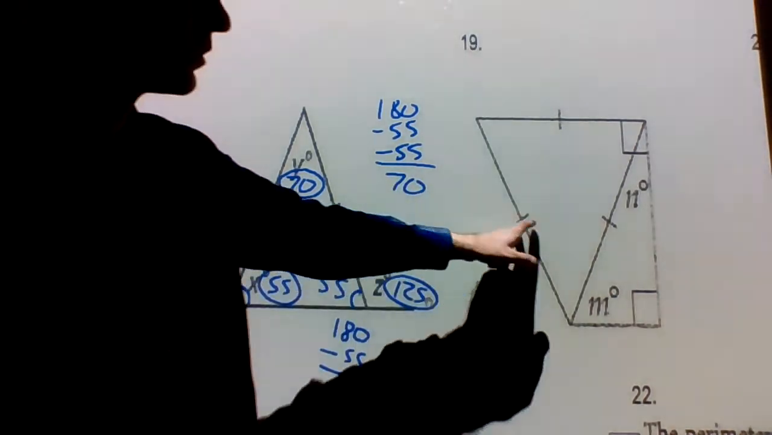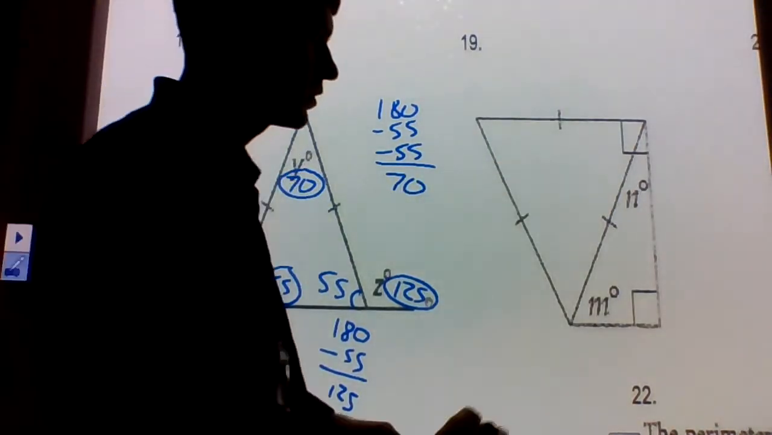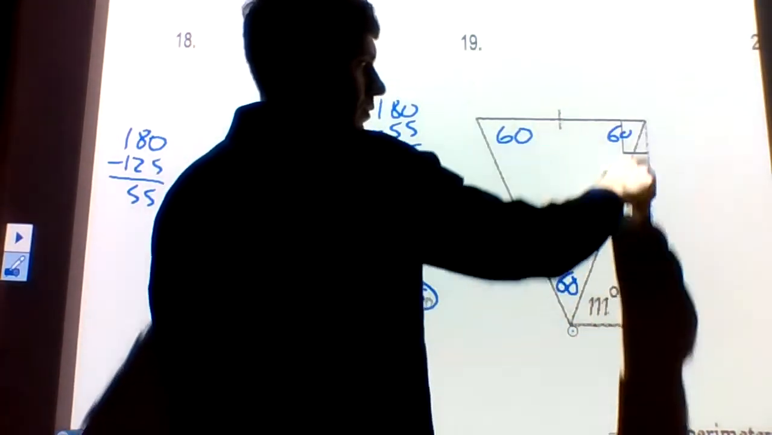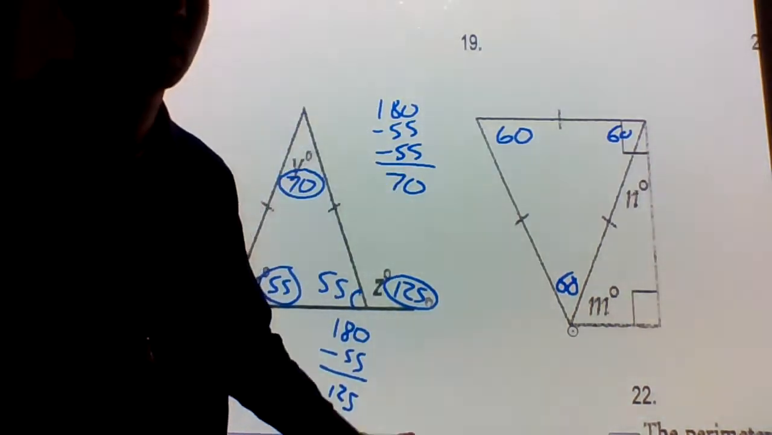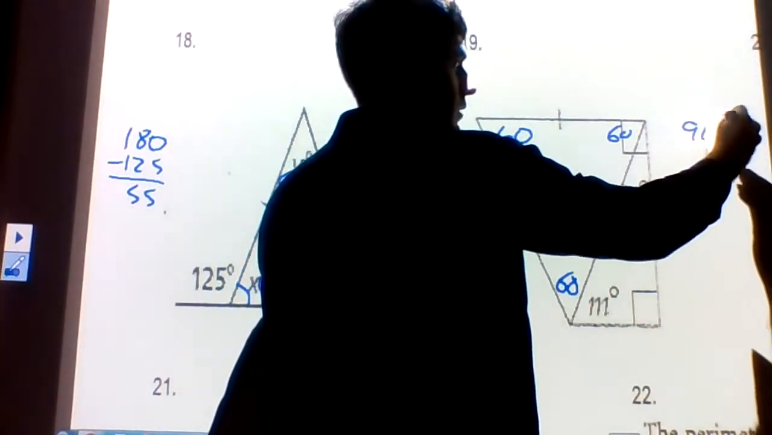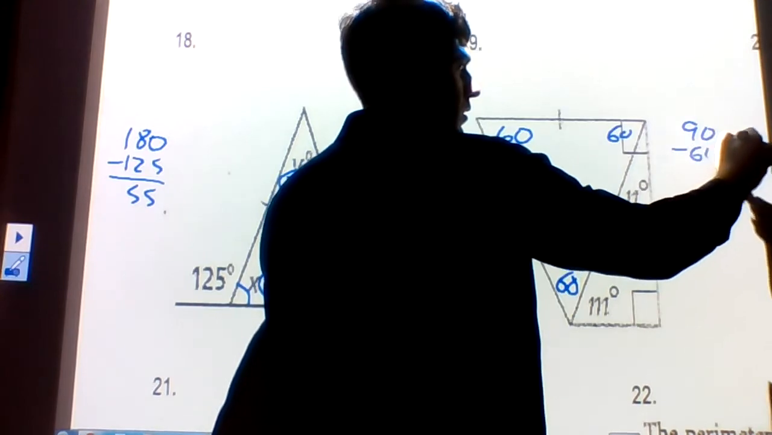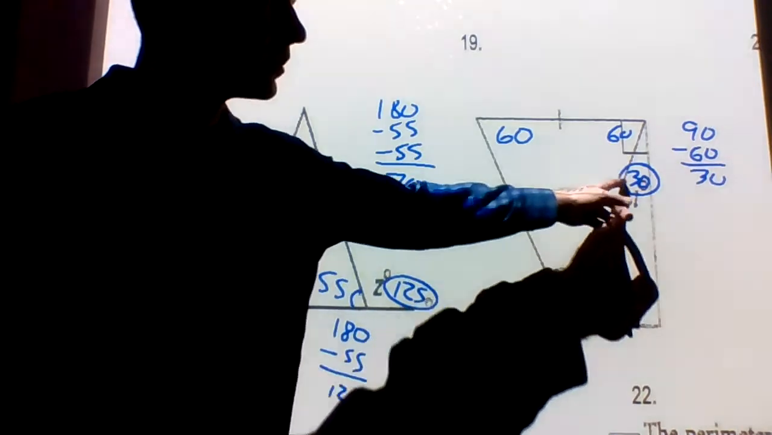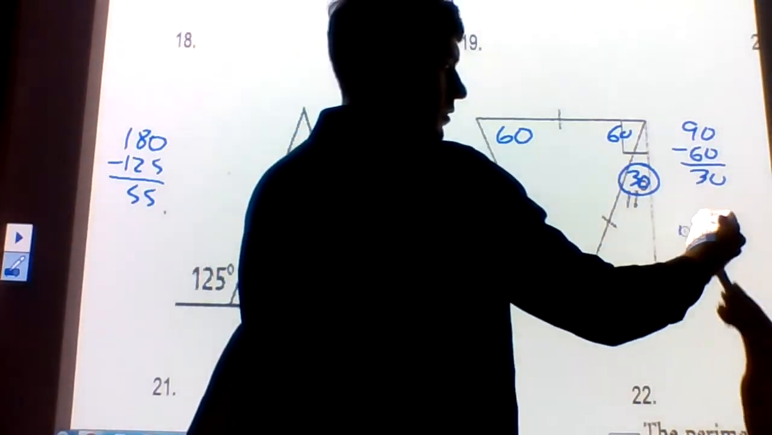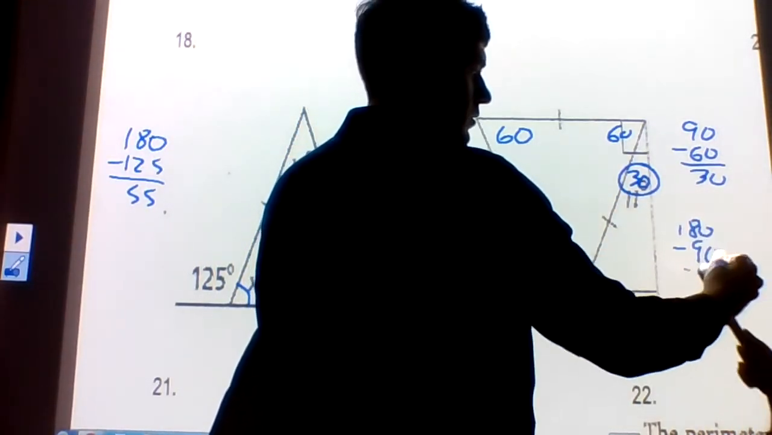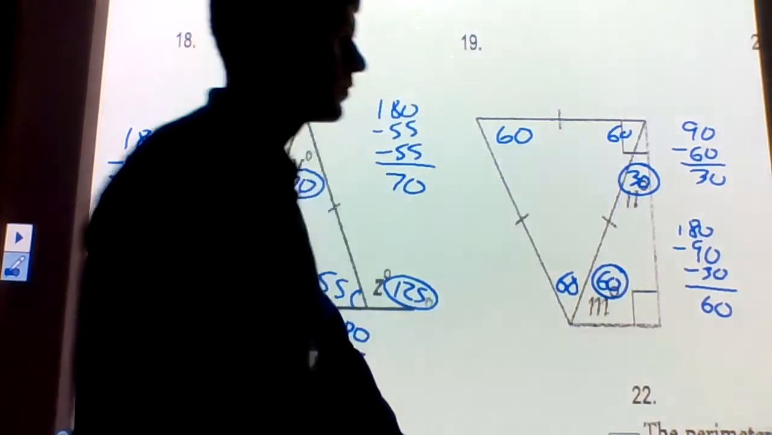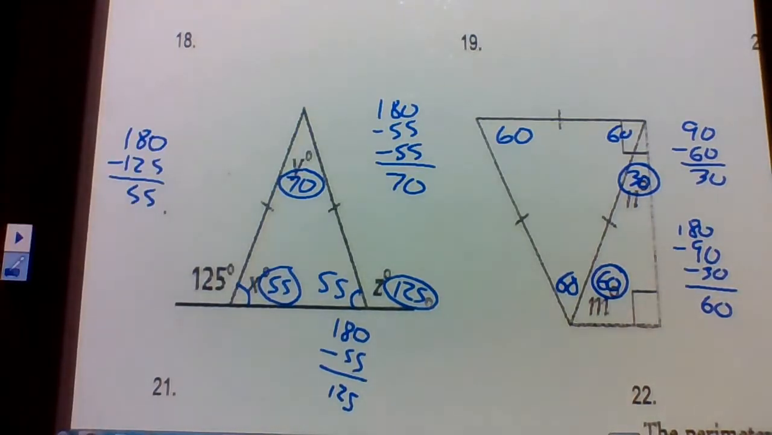19, we have an equilateral triangle. We know the three angles of an equilateral triangle are 60, 60, and 60. Okay. We have a right angle here, which was measured as 90. So 90 minus 60 is going to give us 30. So n is going to be 30. Then three angles of a triangle add up to 180. So 180 minus 90 minus 30 is going to give us 60. So m is 60 and n is 30. Okay, number 20.